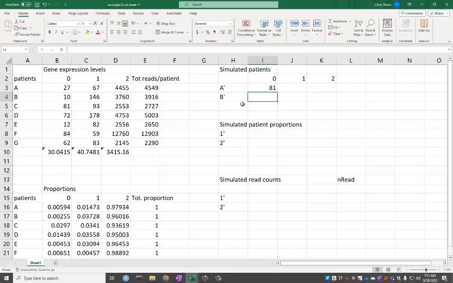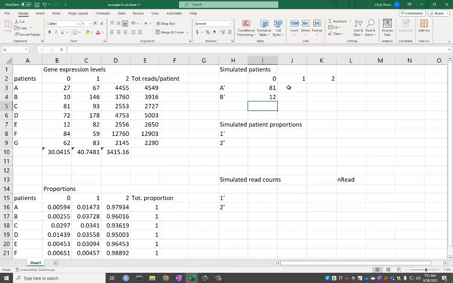And for B prime also, I would randomly choose another one. And I randomly choose with replacement, so it's possible I could choose the 81 again. But let's say in this case I choose the 12. So these are completely random. They're chosen from this column. Now, in order to speed up your code, you should choose these together as a single vector statement. Otherwise, your code's going to be very slow.